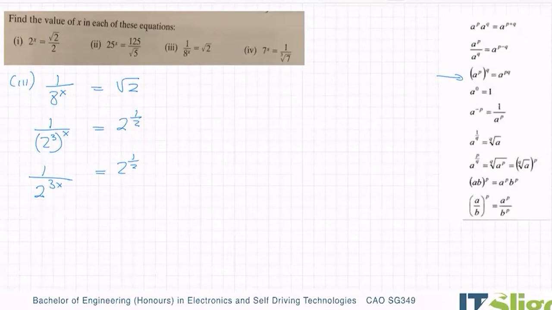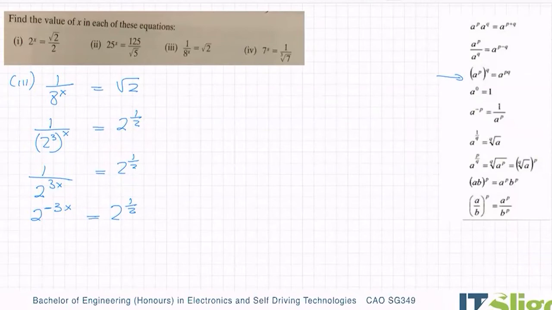So not quite at the situation where I can drop the base numbers. I need to use this rule here, the reciprocal rule, where I can literally move things above and below the line. And in this rule, when you move something above or below the line, the power changes sign. Okay, so how would this one work? Well, to bring that above the line, it would be 2 to the power of minus 3x. And that's equal to 2 to the power of a half.